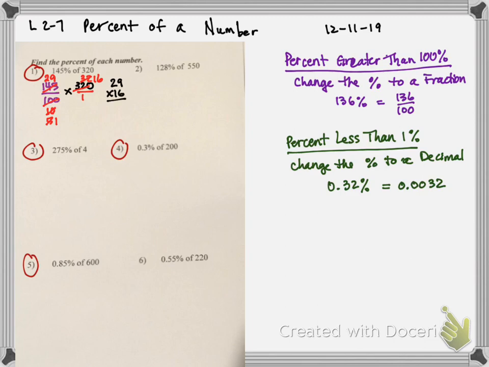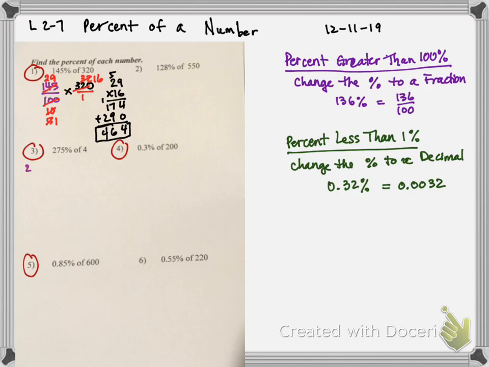So I'm going to do that over here. And I get 54. 12 and 5 is 17. Put in a placeholder. 9, 2. I get 4, 16, 4. So my answer is 464. Okay. Let's try the next one.